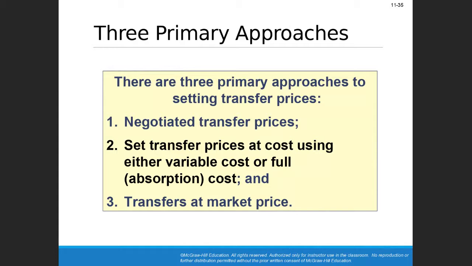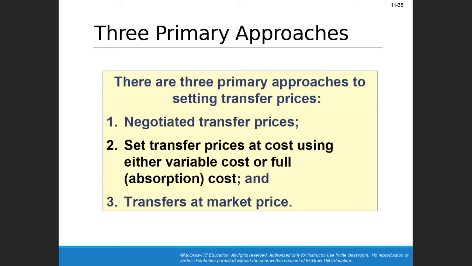So there's kind of three options for transfer pricing. One is the two responsibility centers negotiate between themselves, right? Or the company just says your transfer price is the cost, right? Because we're not trying to make a profit off each other, so we're going to pick variable costing, or we're going to pick full absorption costing, and that's it. The cost is the cost. The transfer price is the cost. That's a way to do it.